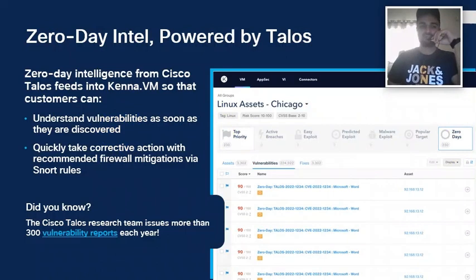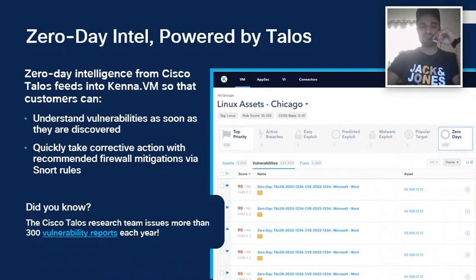So Kenna VM users have access to zero-day intelligence from the Cisco Talos research team. It is threat intel powered by Cisco. Zero-day vulnerabilities identified by Talos and found in a customer's environment will appear in Kenna VM, where users can see a description of the adversary, the rule ID numbers, and associated Kenna risk scores.